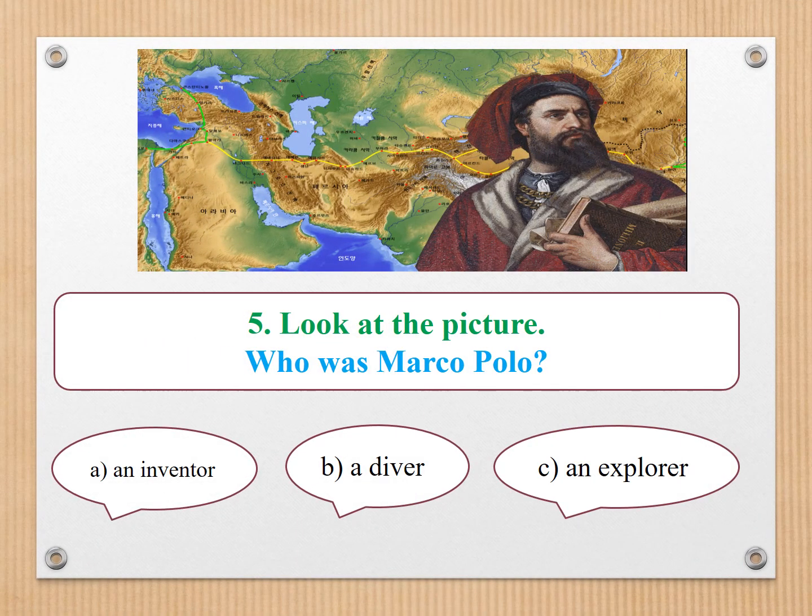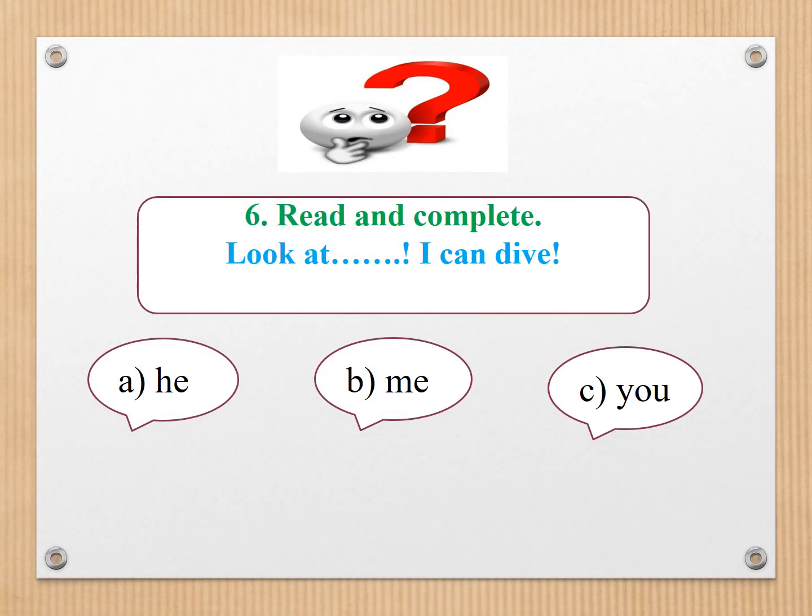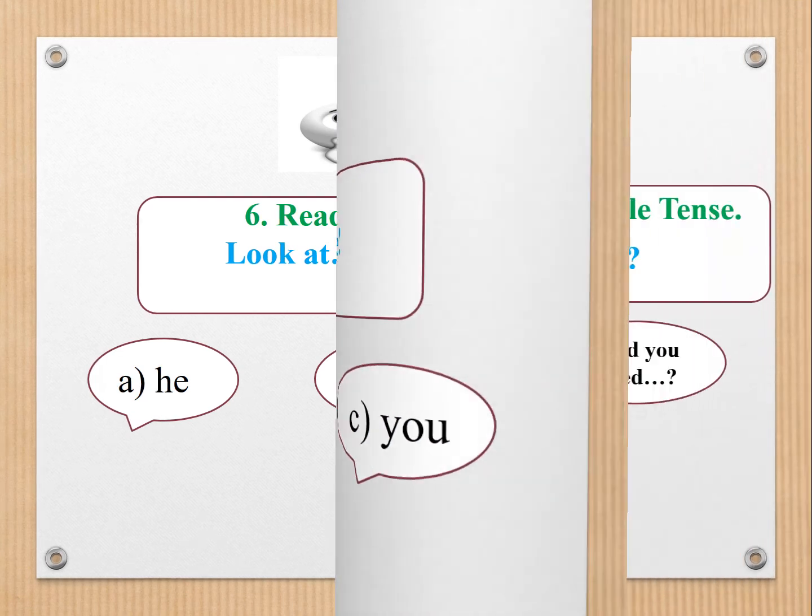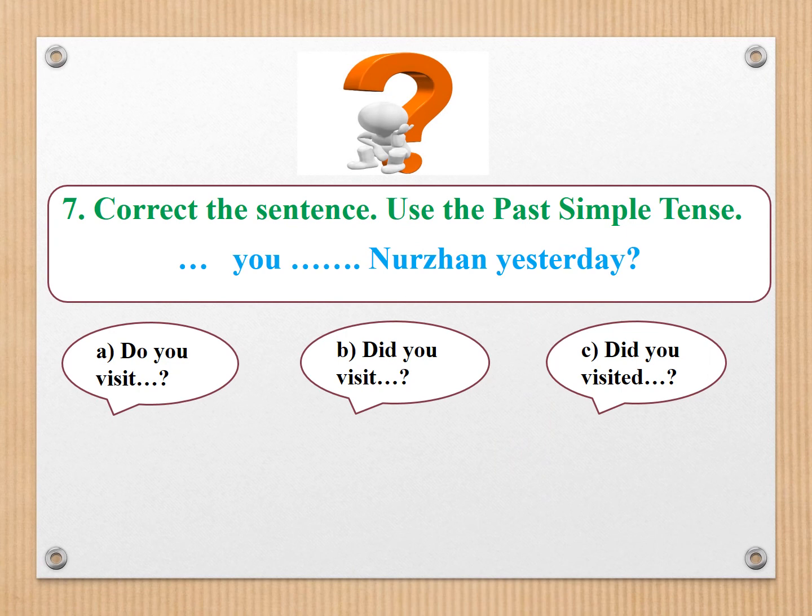Look at the picture. Who was Marco Polo? An inventor, a diver, an explorer. You are right. Yes, he is an explorer. Read and complete. Look at. I can dive. He, me, you. Yes, look at me. I can dive. Correct the sentence. Use the past simple tense. There we have a question. You, Nurjan, yesterday. Do you visit? Did you visit? Did you visit it? Be attentive. Yes, did you visit Nurjan yesterday?